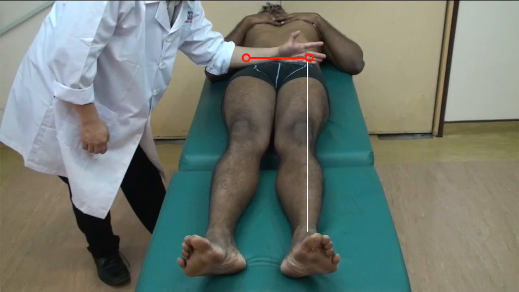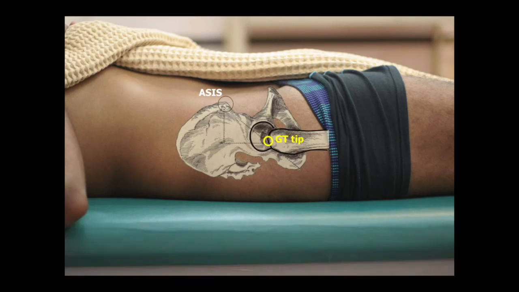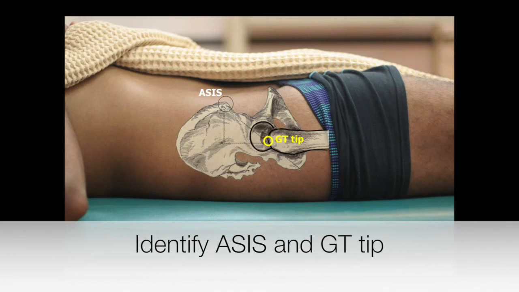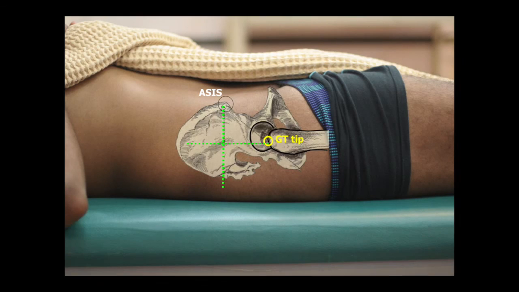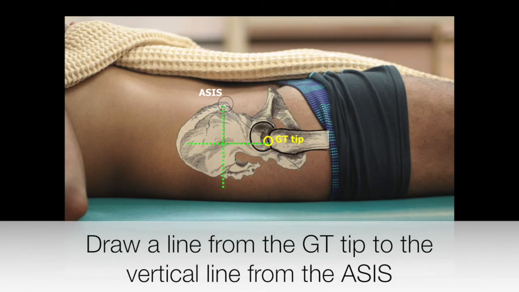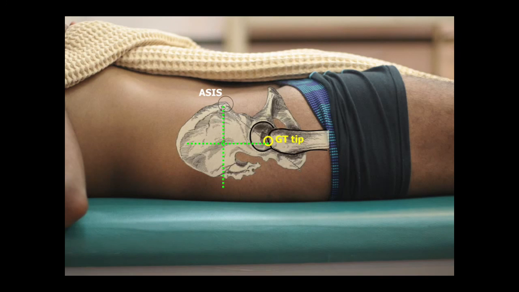Firstly, square the pelvis. Identify the ASIS and draw a vertical line downwards towards the bed. Next, identify the tip of the greater trochanter of the femur and draw a line from the tip to the vertical line from the ASIS.